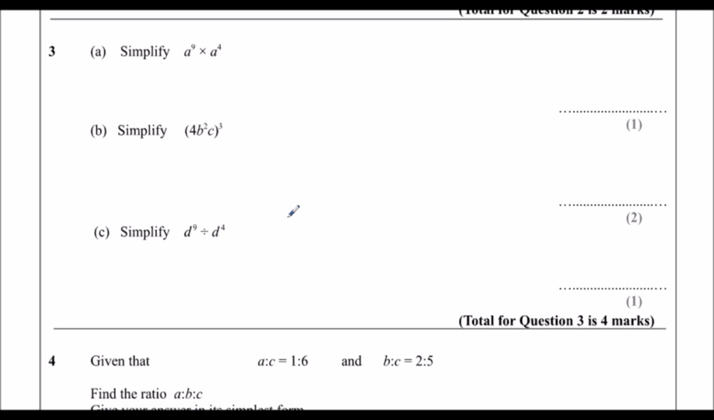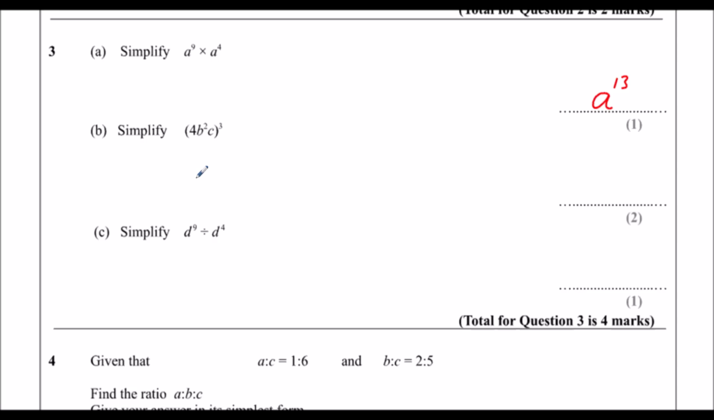Question three. Simplify a to the power of 9 times a to the power of 4. When we multiply indices, we add the powers. So we're going to add the powers. 9 and 4 make 13. So it's a to the power of 13. This means we've got 9 a's times together and 4 a's times together. So in total, we've got 13 a's times together.